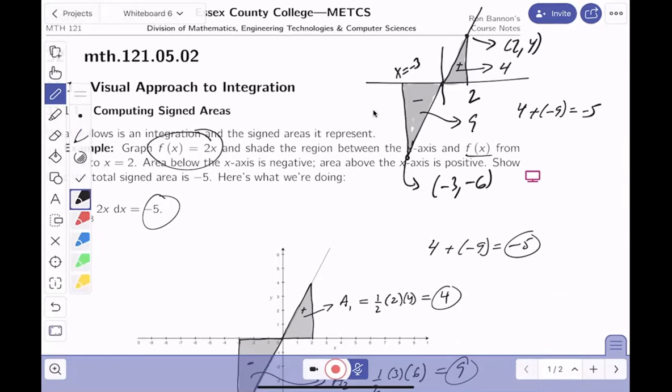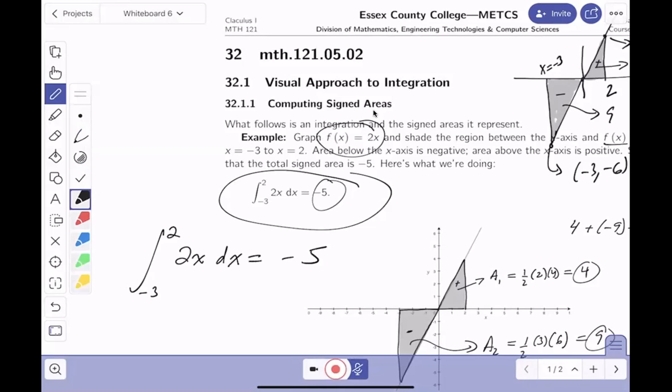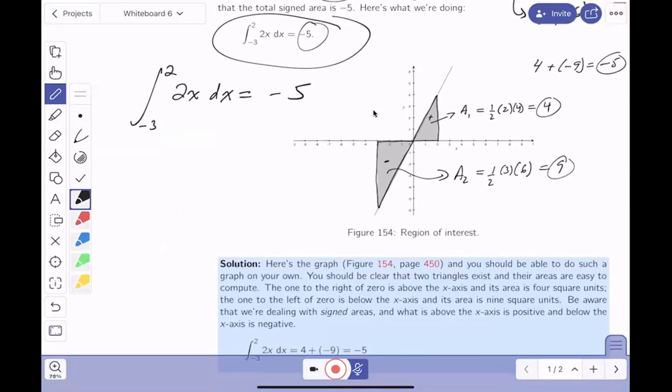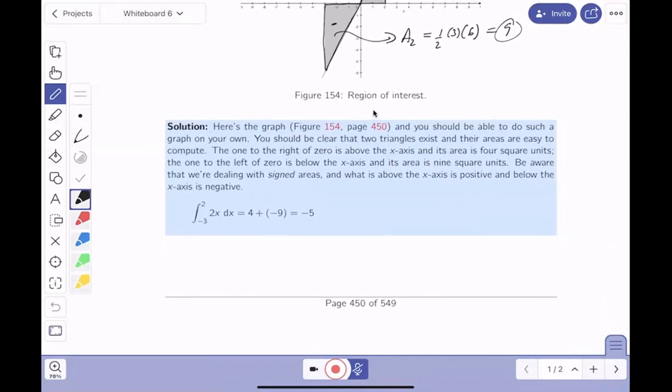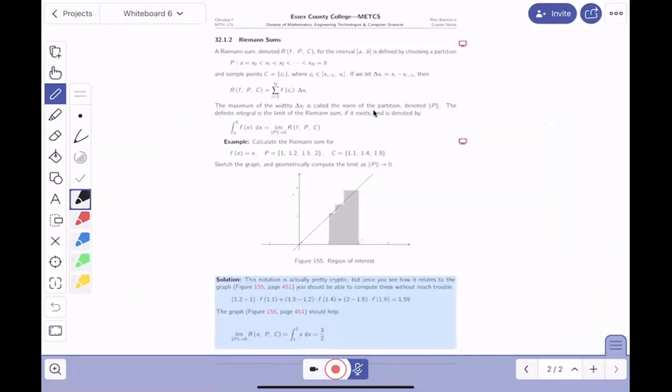Here they also said that it can be represented by this statement over here. All right, so this is important. You're seeing a connection between these symbols, which we know is very difficult to do by doing a Riemann sum, is -5. Right. We know that now. All right. Let's go to the next thing up, which are these Riemann sums.